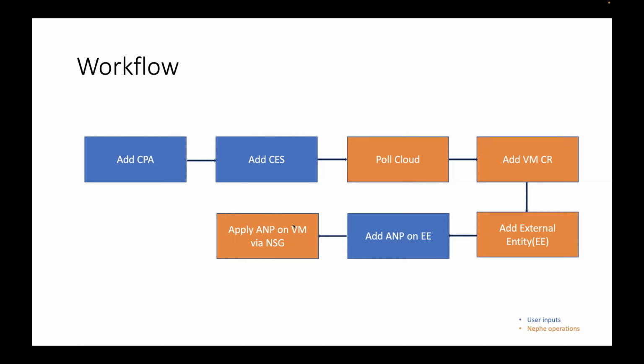I'll take a pause here because this is essentially what we do in Nephi. Any questions on this workflow? There is, I don't know if it's a question or a comment, on the chat, and Banshee is telling us that GCP does support deny network policies. I don't have the context for this, so I don't know in which context this is.